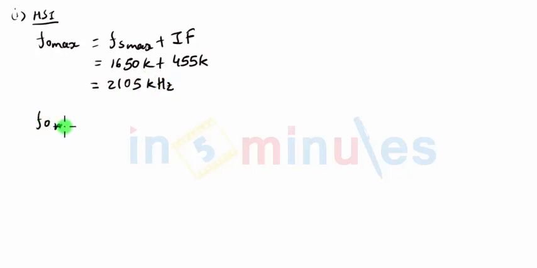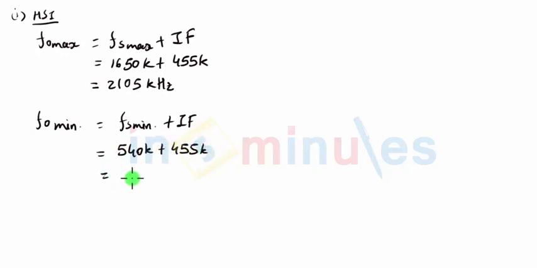Okay, next let us now calculate FO minimum. FO minimum will be Fs minimum plus intermediate frequency. Fs minimum is 540 kilohertz and IF is again the same constant value of 455 kilohertz. And if you solve this, FO minimum comes out to be 995 kilohertz.